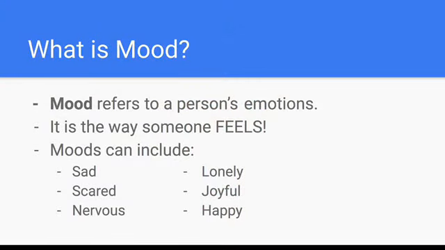So what is it? Well, mood refers to a person's emotions. It's how they're feeling. Has your mom or dad or grandma or grandpa or aunt and uncle ever said, wow, you're in a mood? Meaning you're feeling some type of really strong emotion. It's basically just the way somebody feels. Moods can be sad, scared, nervous, lonely, joyful, happy. It can even be mad or angry and even cranky.